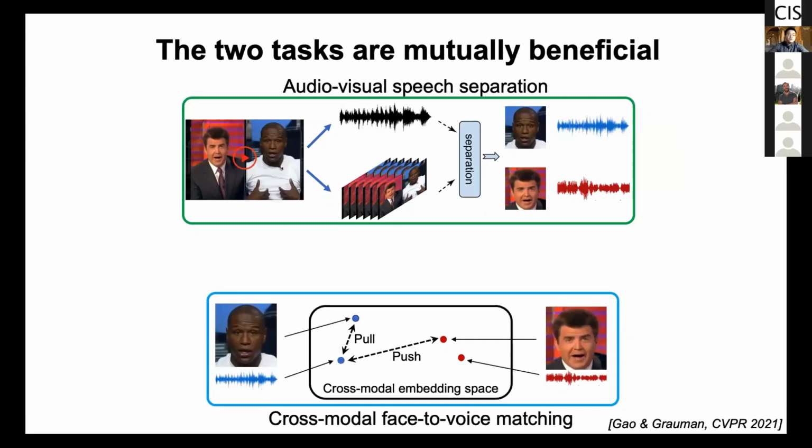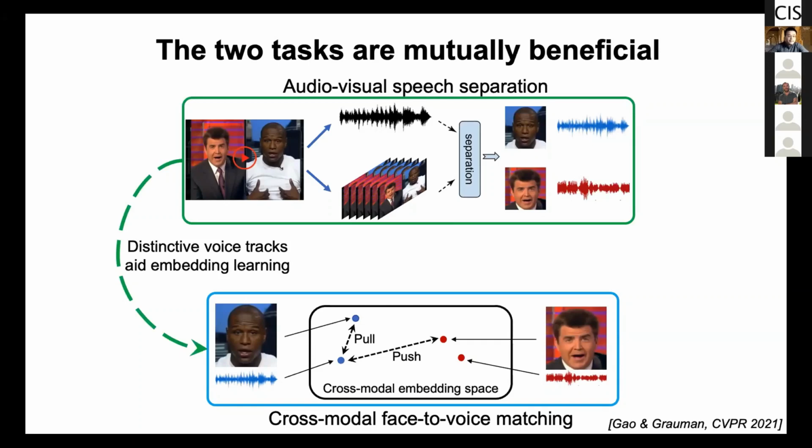So our idea is to jointly learn audio-visual speech separation and cross-modal face-voice embedding learning. The better the separated audio, the cleaner it is, and it will create distinctive voice tracks that can help embedding learning. And also, the better the embeddings are learned, the better vocal and facial prior they provide, which can in turn help audio-visual speech separation. So these two tasks are mutually beneficial. So that's our idea.